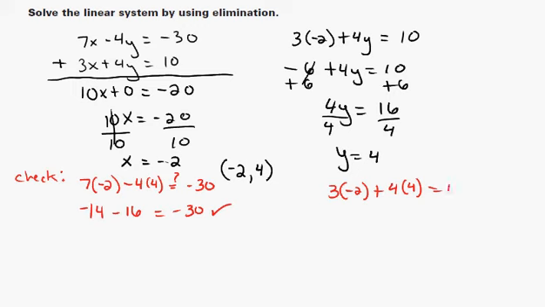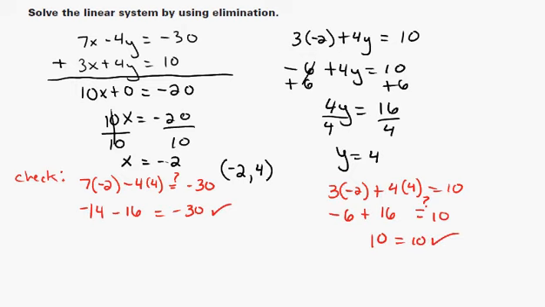And does that equal 10? Well, 3 times negative 2 is negative 6, plus 16. And we're wondering, does that equal 10? Well, that does. We get negative 6 plus 16 is 10. And 10 equals 10. We did that one right as well. So we know we have the right answer.